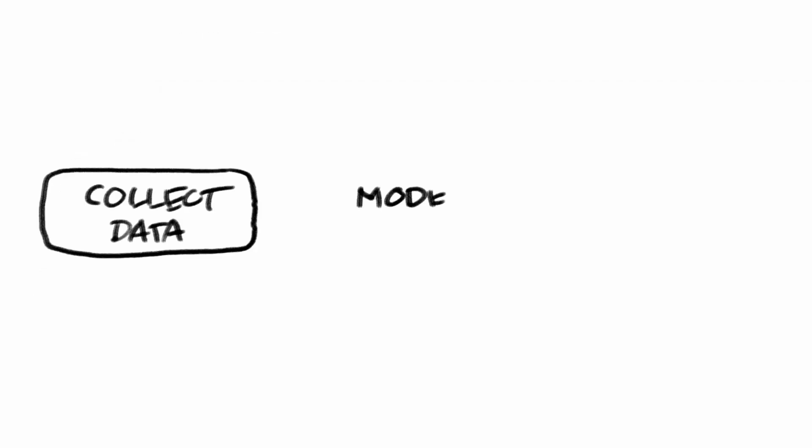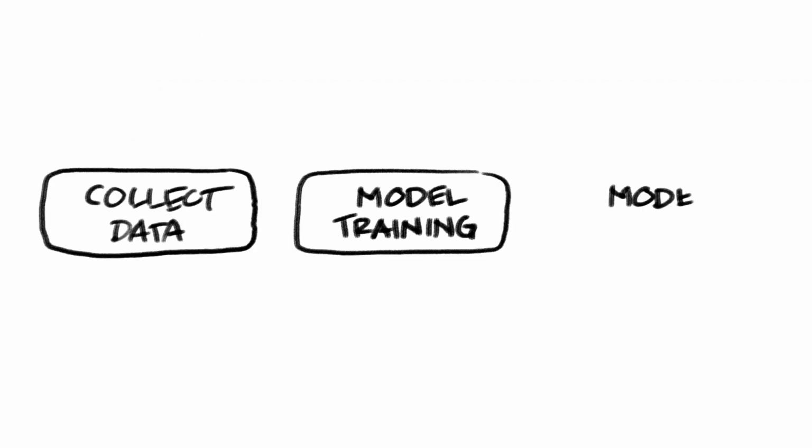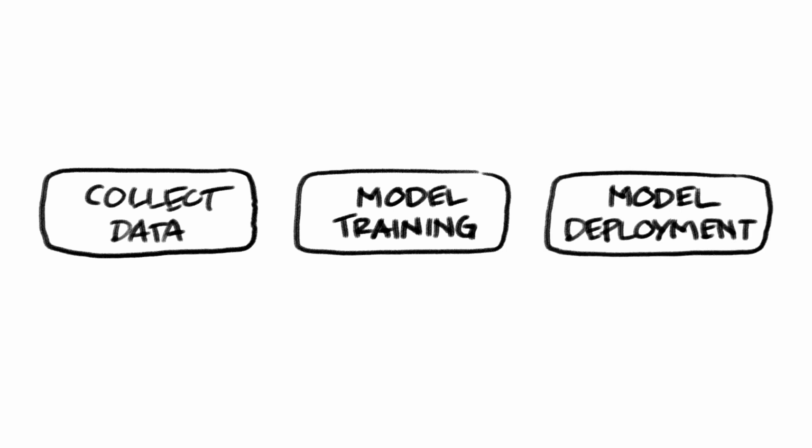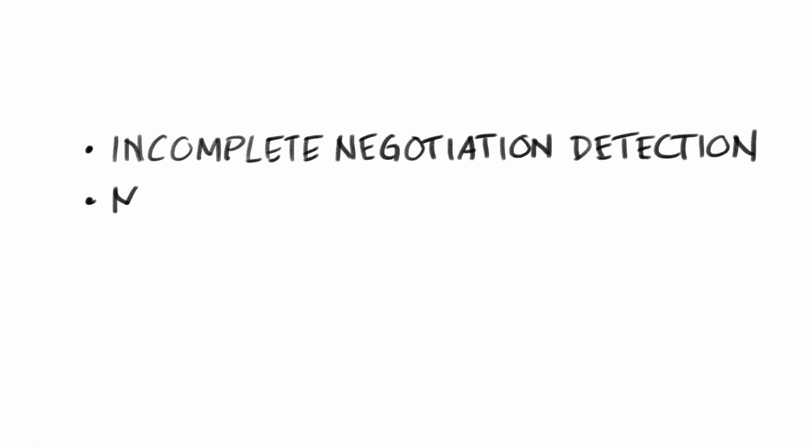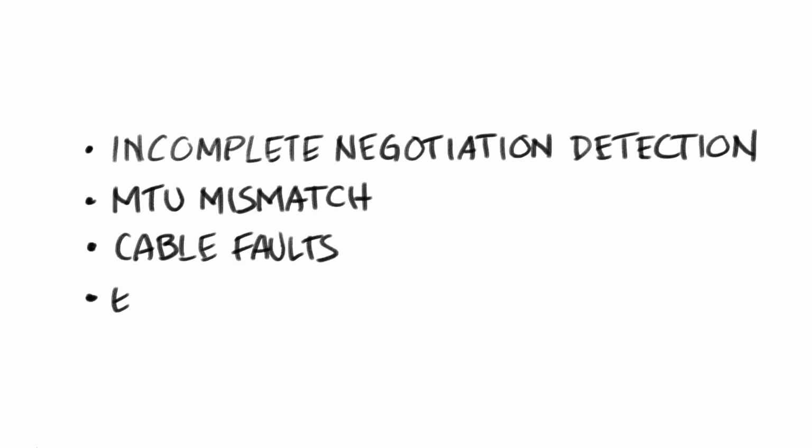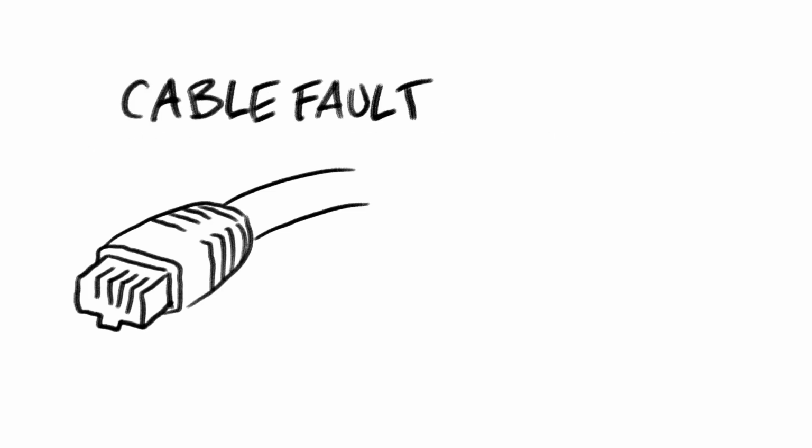The essential steps in any machine learning project involve collecting data, training a model, then deploying that model. Decision trees are no different. Let's use a real-world example. In networking, decision trees can be applied to incomplete negotiation detection, MTU mismatch, among others. Our example today applies the fundamental problem of determining cable faults.